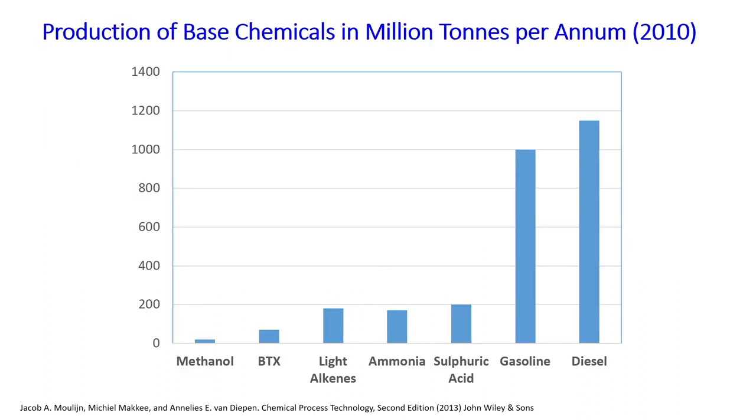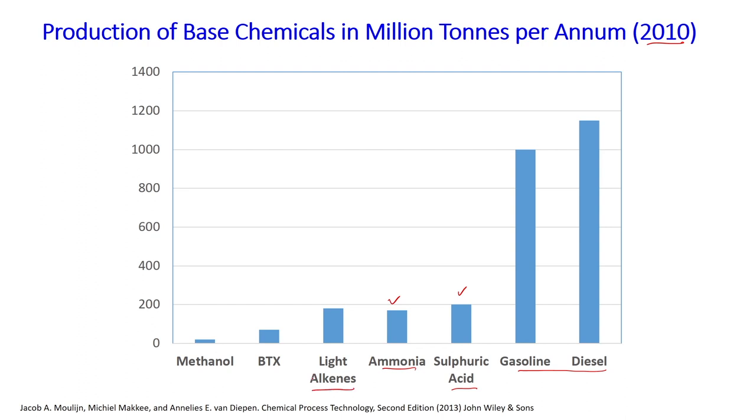Let us see. This is the production of base chemicals in million tons per annum, from 2010 data. Overall, for the base chemicals, gasoline and diesel lead the way, then comes closely sulfuric acid and ammonia. The production of sulfuric acid and ammonia may be a useful indicator of how the economy of a particular country is performing.